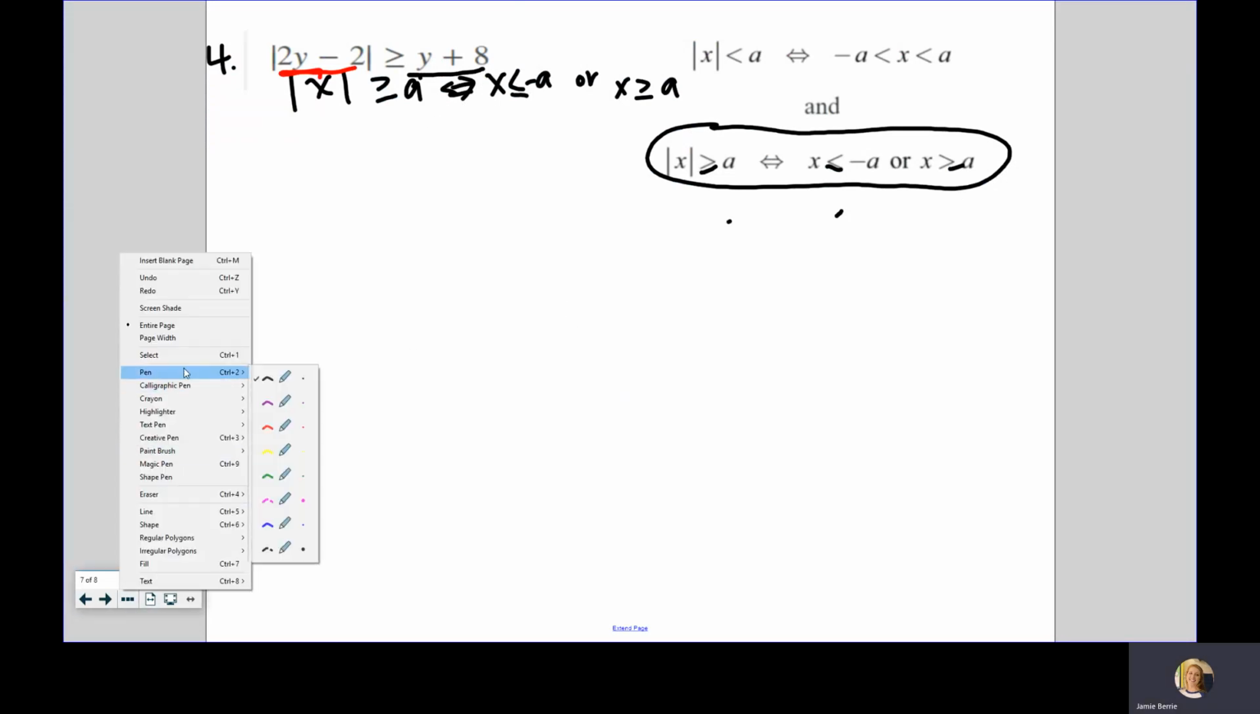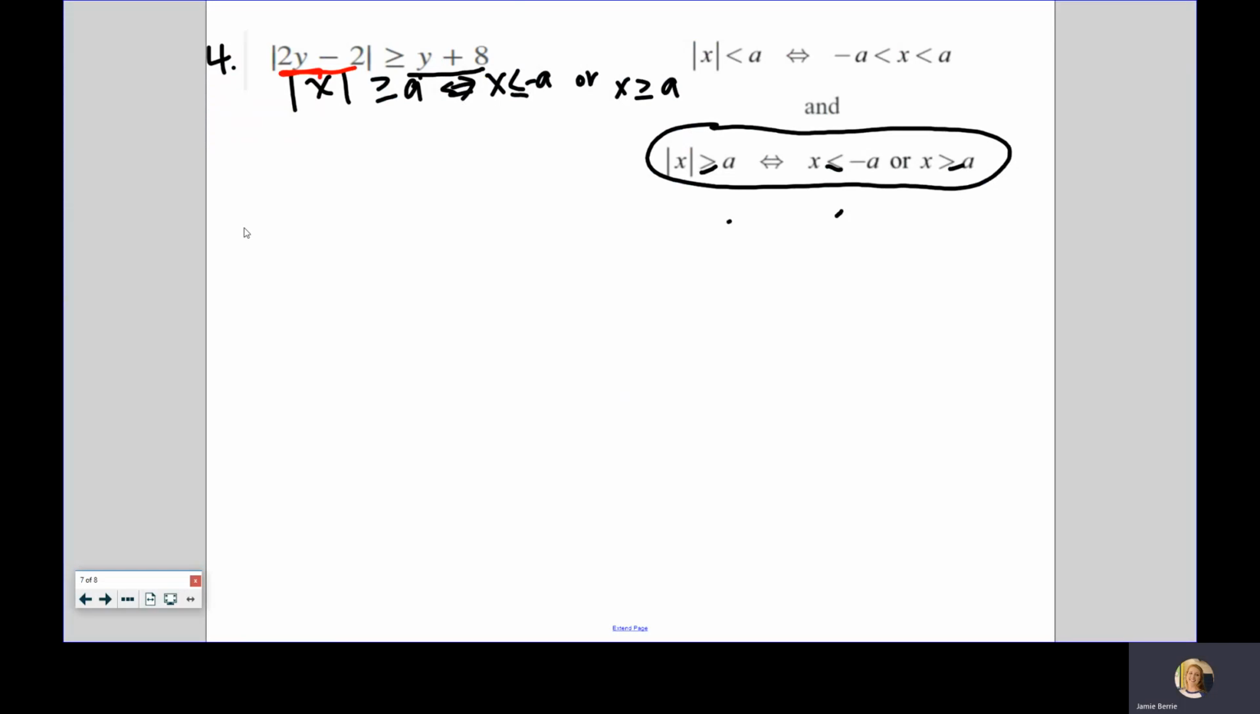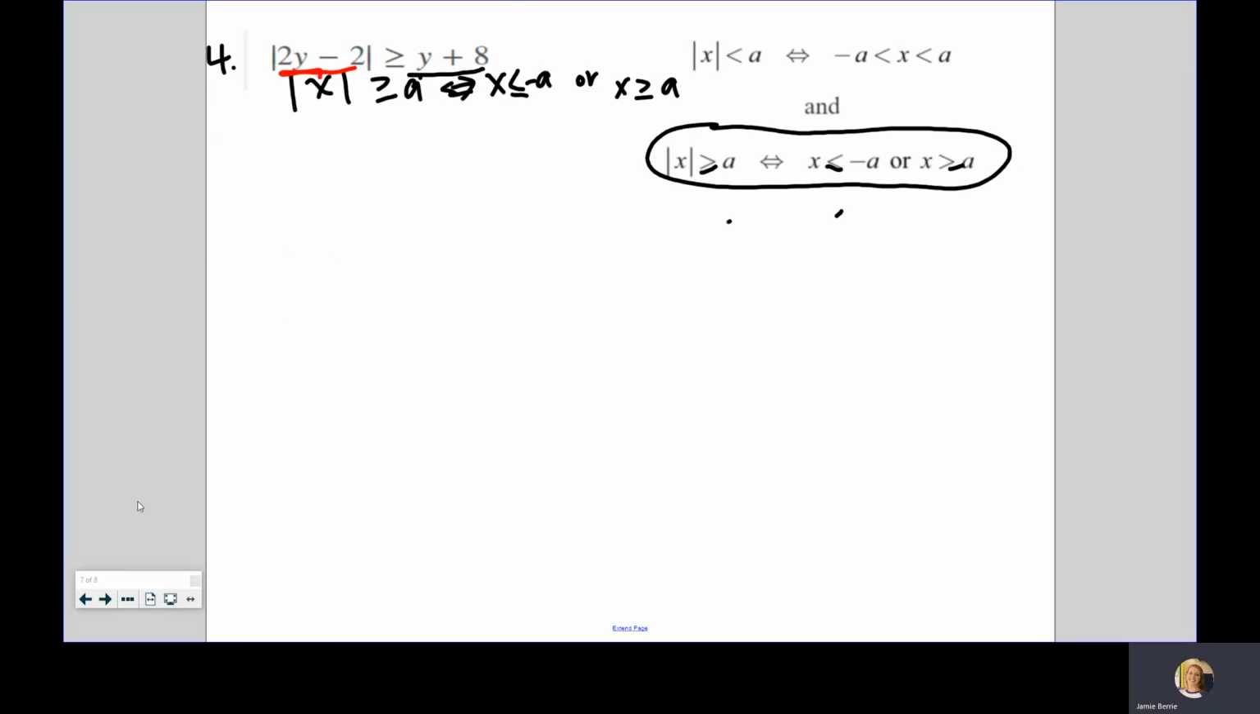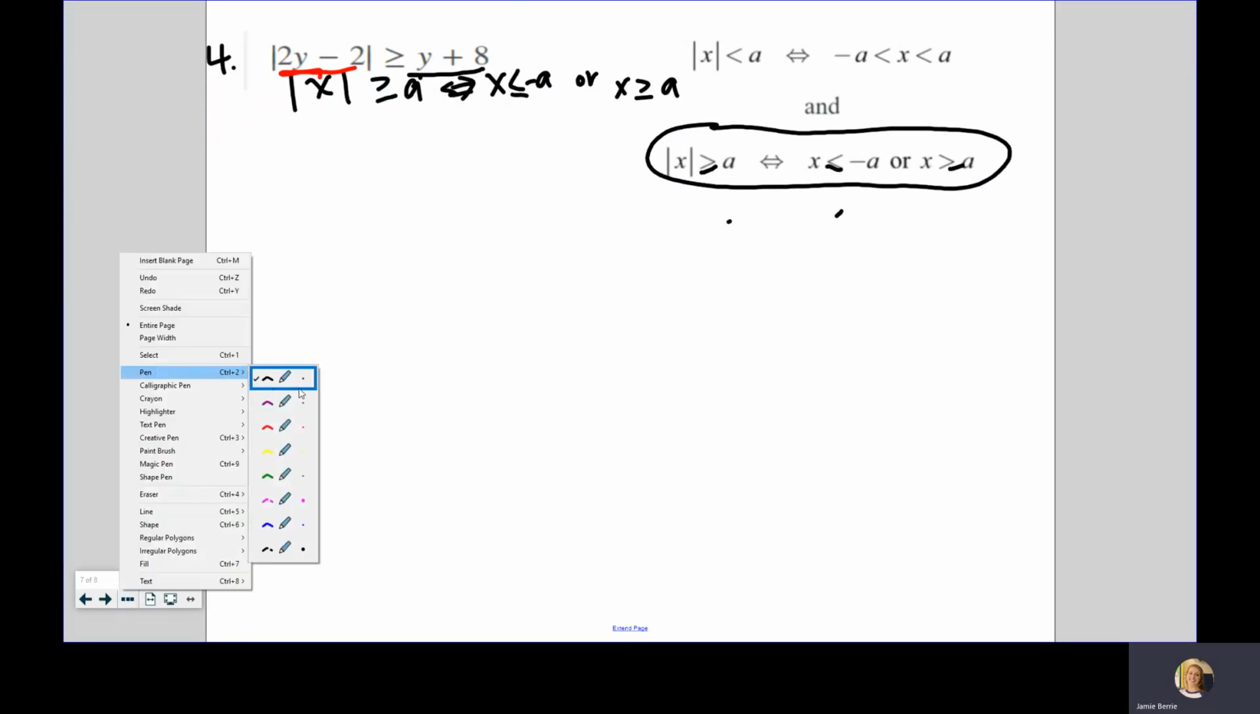I don't know what happened, why it's all of a sudden messing up. All right, so replacing it in this formula here, we have 2y minus 2 is less than or equal to 2y minus 2. I don't know why I put a negative in front of that. Now they got me all messed up. All right, let's start over.